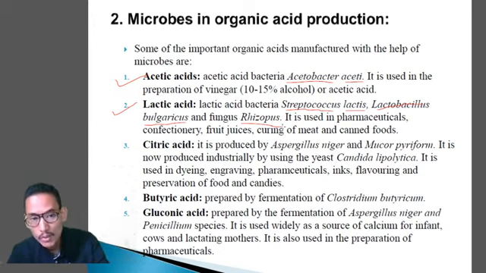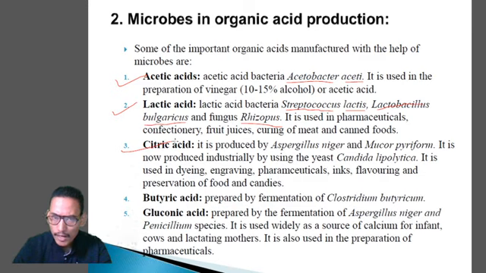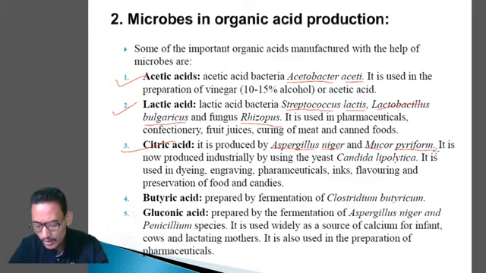Next one, citric acid. It is produced by fermentation by Aspergillus niger and Mucor pyriformis. So remember the name of the microbes. This citric acid is produced by fermentation mainly on sugary syrups such as cane and beet molasses, commercial glucose, sucrose, and starch. It is also produced industrially by using the yeast Candida lipolytica.